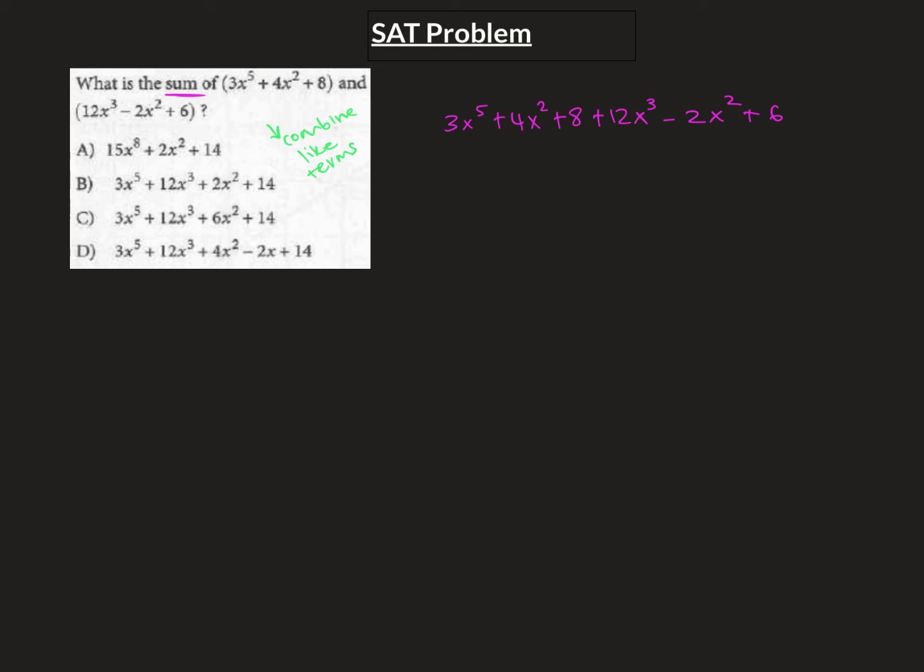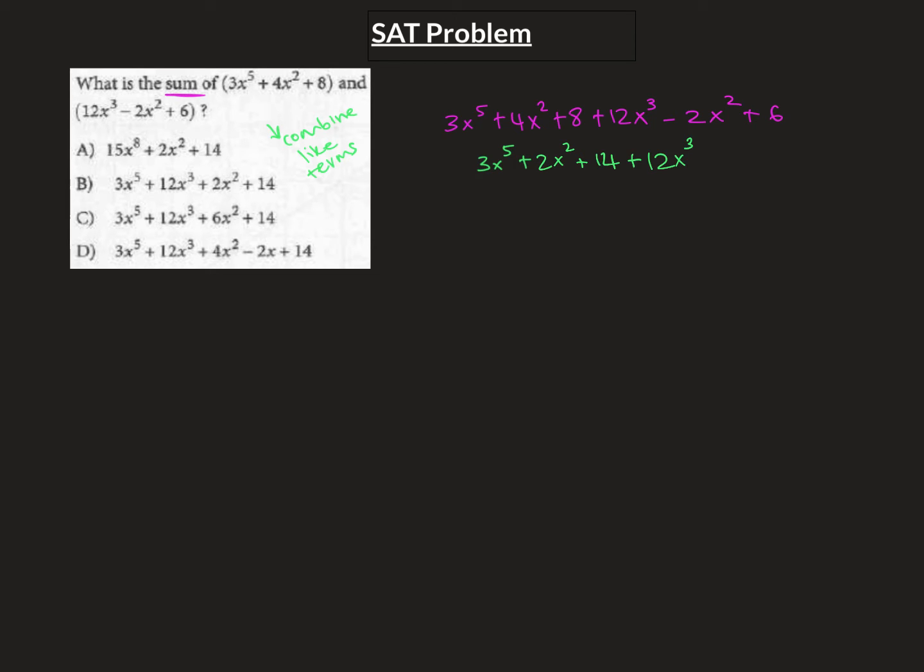So in this case, the terms we can combine are, we can combine 3x to the power of 5 with nothing, so that stays the same, 3x to the power of 5, plus 4x squared. Let's look for another term that is squared, and we have minus 2x squared over here. So we can say 4x squared minus 2x squared is plus 2x squared. Now let's look for anything with no exponent, or just a regular number, and we have 8 and 6, so plus 14, and our final term that's left is 12x cubed.